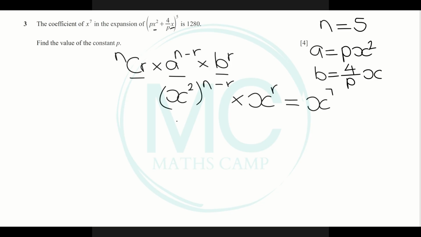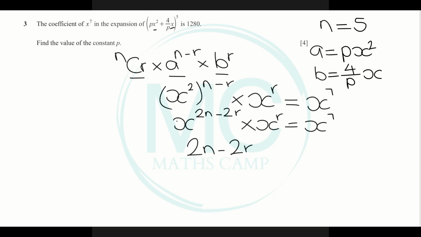So let's expand our bracket. We have x, 2 multiplied by n is 2n minus 2r, multiplied by x with an exponent of r is equal to x with an exponent of 7. Now our bases are the same, so we can add exponents. 2n minus 2r plus r is equal to 7. n is 5, so 2 multiplied by 5 gives us 10. Negative 2r plus r gives us negative r, and this is equal to 7, which means that 3 has to be equal to r.